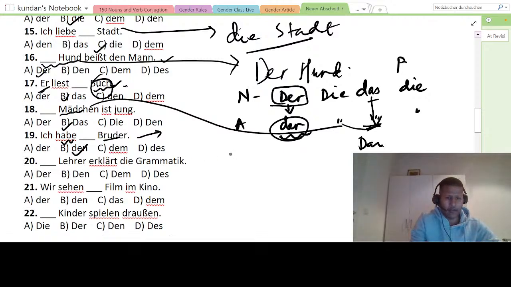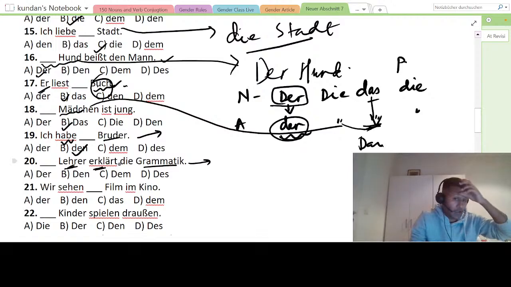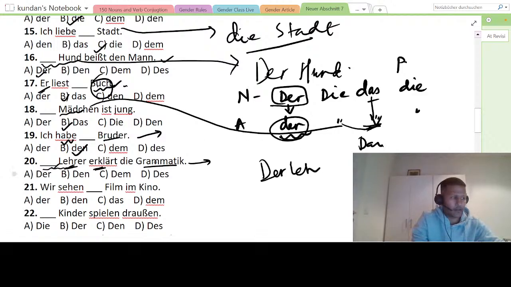Okay. Question number 20. Der Lehrer erklärt die Grammatik. The teacher explains the grammar. The meaning of this sentence: Lehrer is teacher, erklärt is explains, Grammatik is grammar. I have already explained these 200 verbs. You have to watch and understand these verbs. But it doesn't matter for now. What you have to understand is nominative and accusative. So Lehrer is what? Yeah, subject. Der Lehrer, it is masculine. But it is subject. So will there be any change? No. So the right answer is A. Don't change it to den because this is subject. Subject will remain the same. It is not changing. In accusative only this is changing. So yes, ich habe den Bruder, that is correct. 19 is done, 20 is done.